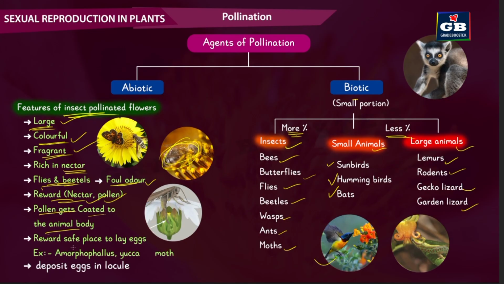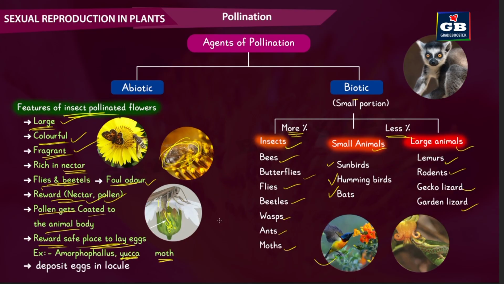But in some special cases, there is a reward like a safe place to lay eggs. This is also a type of reward. Here there is a relation between the yucca plant and the moth. A moth is a kind of insect. Here we can see the moth laying the eggs inside the flower. That means what is the reward here? A safe place to lay the eggs.